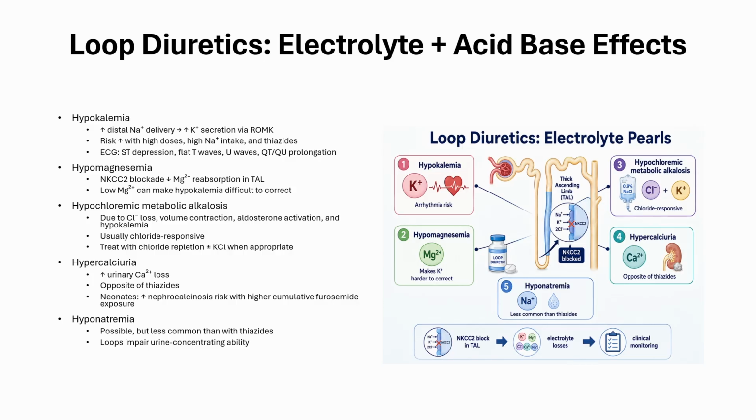Hypochloremic metabolic alkalosis is a classical hallmark acid-base disturbance of loop diuretic therapy. Loop diuretics increase chloride excretion significantly, with some sources stating as much as 20 times. It occurs through chloride loss, volume contraction, increased bicarbonate retention, secondary hyperaldosteronism, and hypokalemia. This alkalosis is classified as chloride responsive, meaning the patient is depleted of chloride and volume.